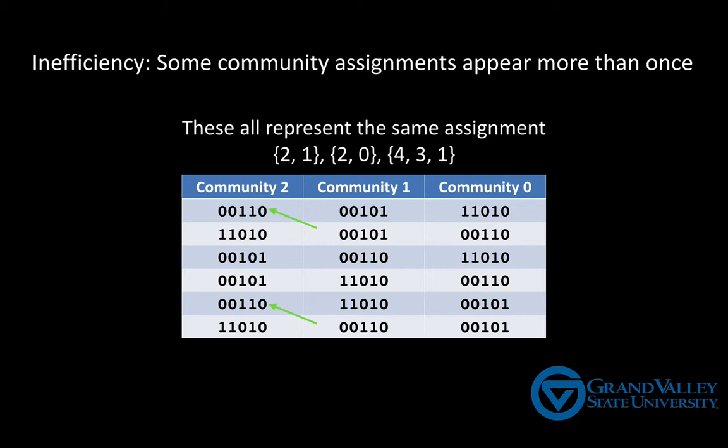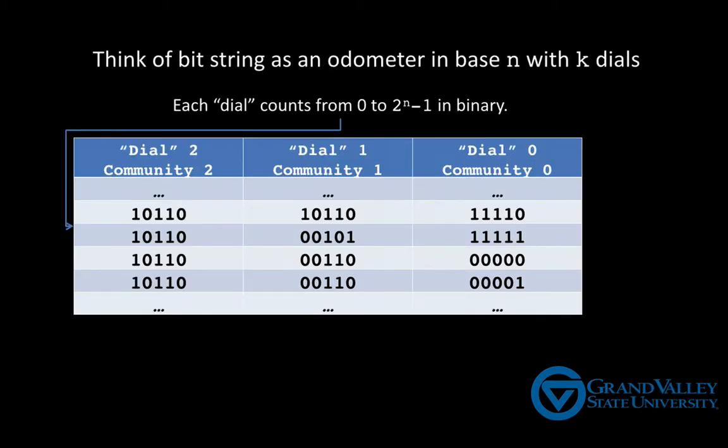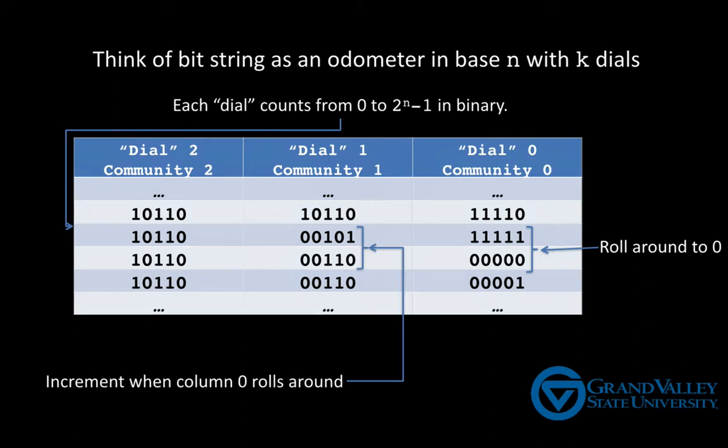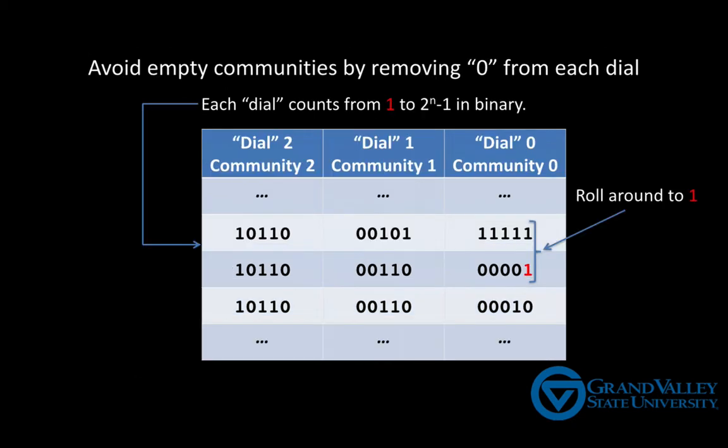To see how we avoided generating undesired assignments, think of the bit string as an odometer in base 2^n with k dials. Each column shown here is a dial that contains the numbers 0 through 2^n minus 1 written in binary. The binary number specifies the membership of each community, as we saw earlier. The next function simply advances the rightmost dial by 1. When the rightmost dial reaches all 1s, it then rolls around back to 0, and the next dial over advances by 1. Using this model, it's very easy to avoid empty communities. We simply remove 0 from each dial. Since 0 doesn't appear on any dial, we never specify any empty communities.